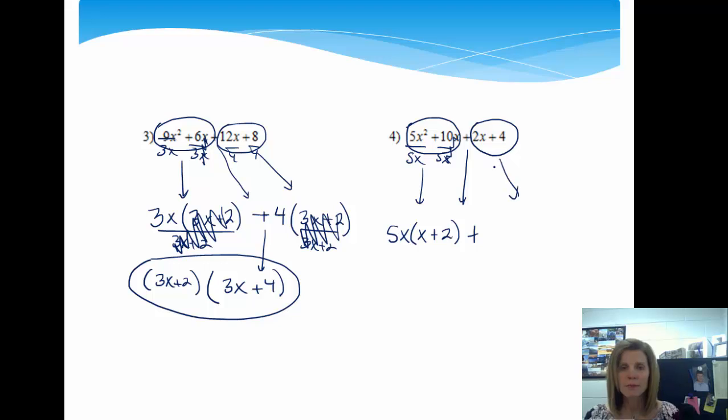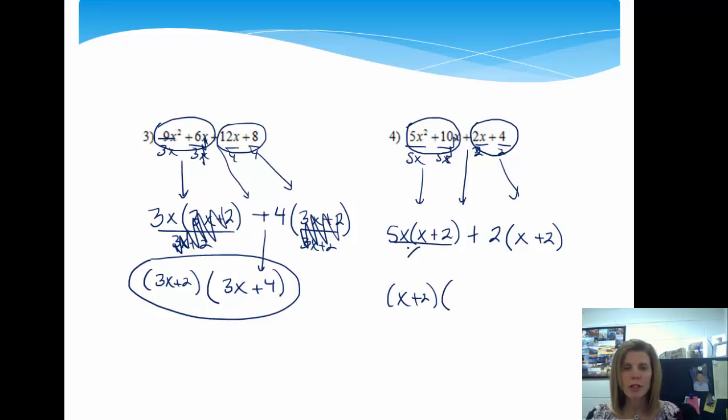And then my next part, what number goes into both of them? That would be 2. No x's in common. So divide both parts by 2. 2x divided by 2 is 1x, plus 4 divided by 2 is 2. And once again, you'll notice that they share something in parentheses in common. They both share the x plus 2. So that's going to come out front.